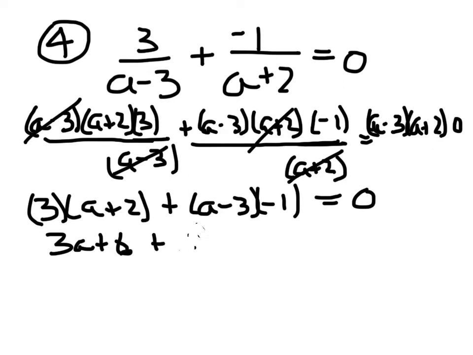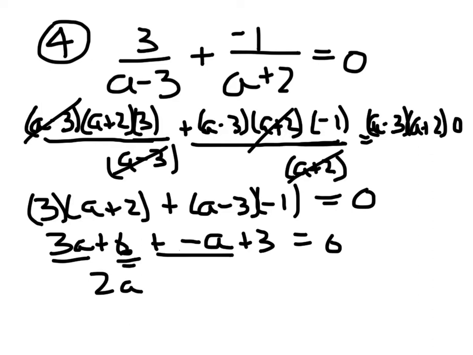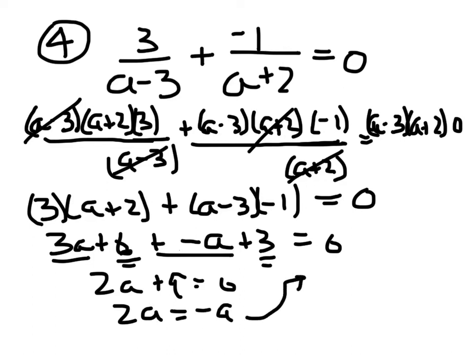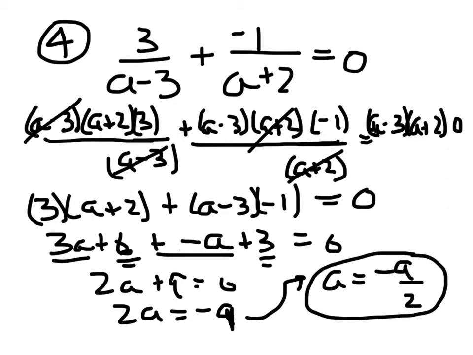So that means each of those terms is just being multiplied by a negative 1, so I'll have negative a plus 3. So 3a plus the negative a would be 2a, and 6 plus 3 is 9. So that means 2a is equal to negative 9, or a is equal to negative 9 divided by 2. I should check to see if that would give us a result of 0 in either of the denominators, and it doesn't. So those are the two answers.